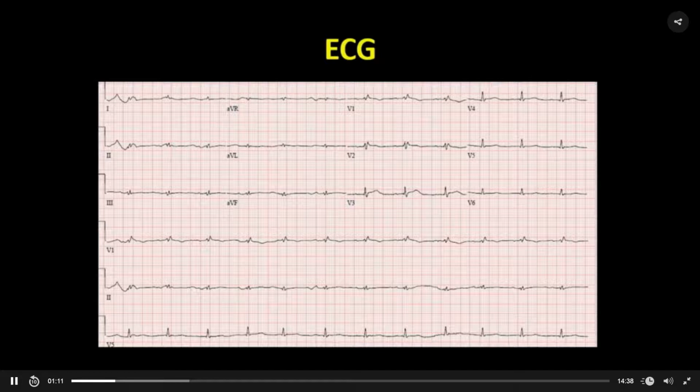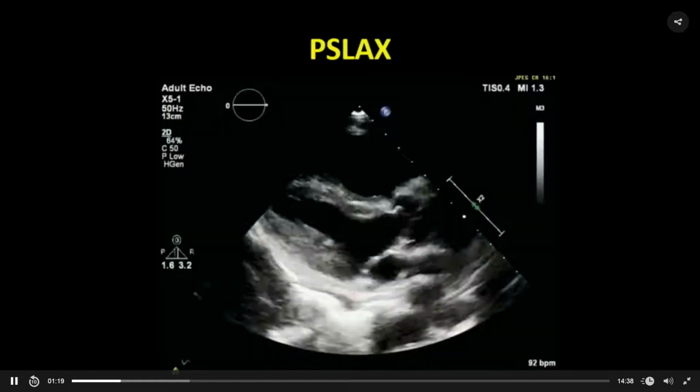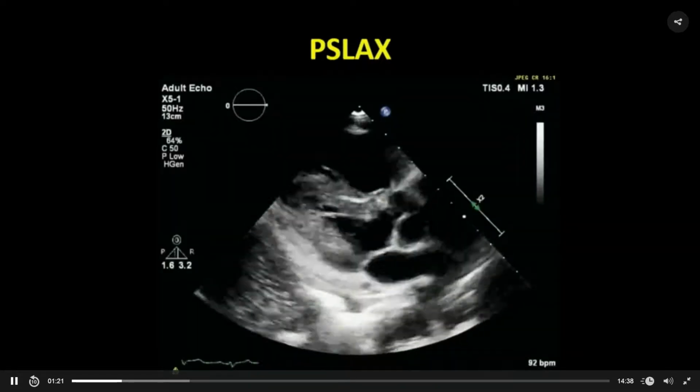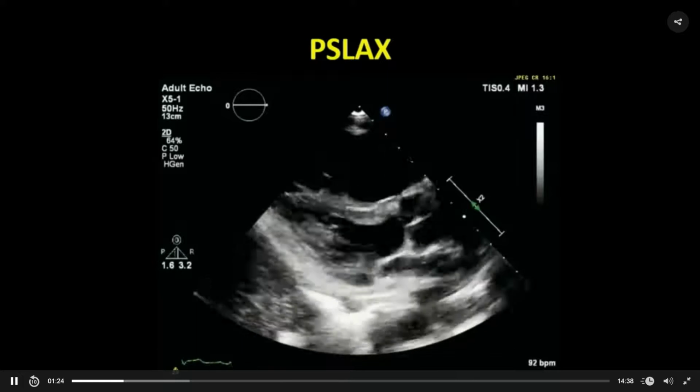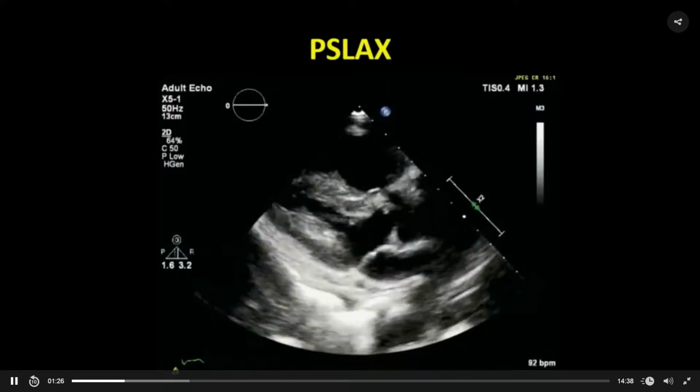This is his ECG, which shows low voltage, which is typical of patients with carcinoid for reasons that I think we don't really understand. And here's his echo. We can see that he has severe right ventricular enlargement, RV dysfunction, and an underfilled LV.